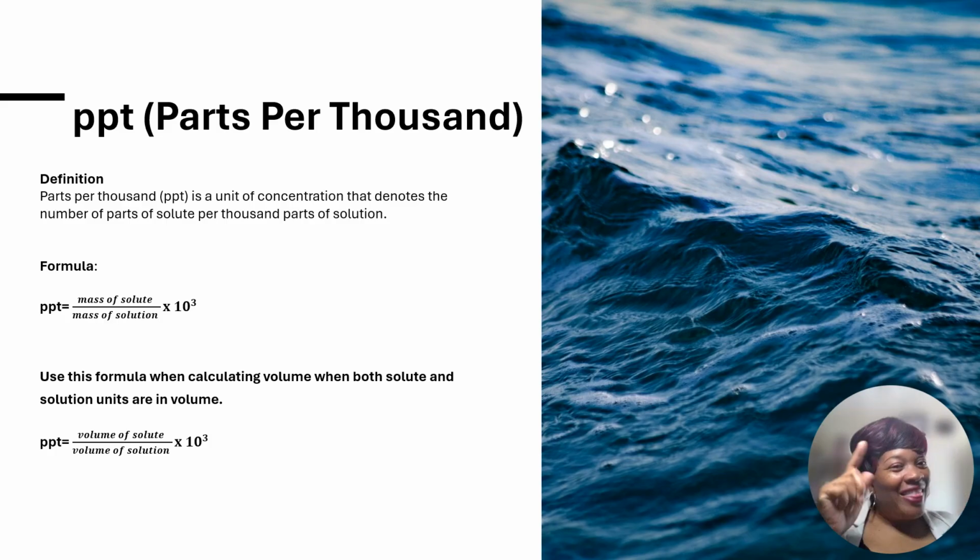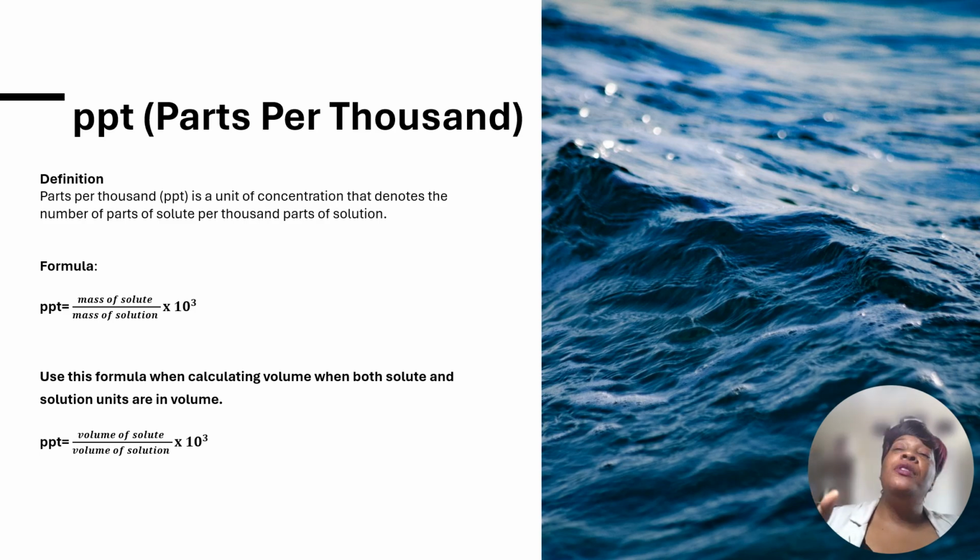And then there was parts per thousand. Parts per thousand is a unit of concentration that denotes the number of parts of solute per thousand parts of solution. Here's your formula. Parts per thousand is equal to the mass of the solute divided by the mass of the solution times 10 to the third, okay? Here's another formula that you can use when both solute and solution are in volume.